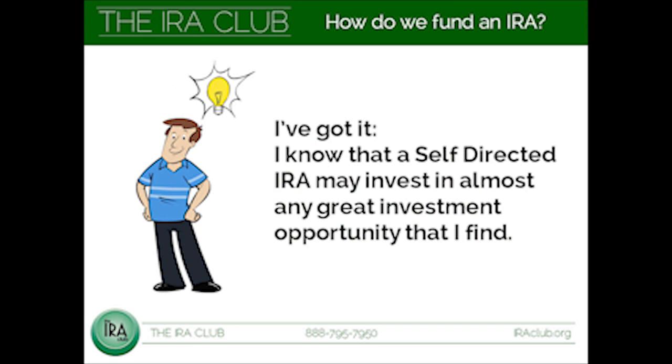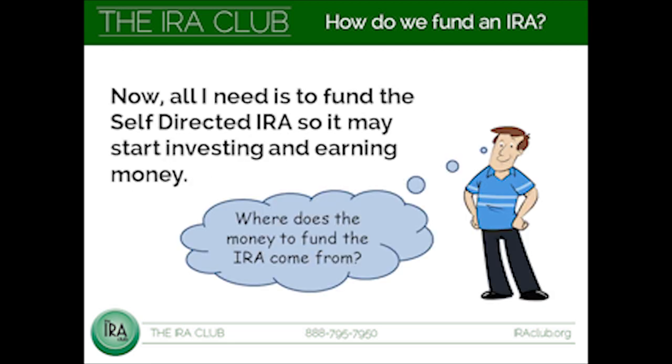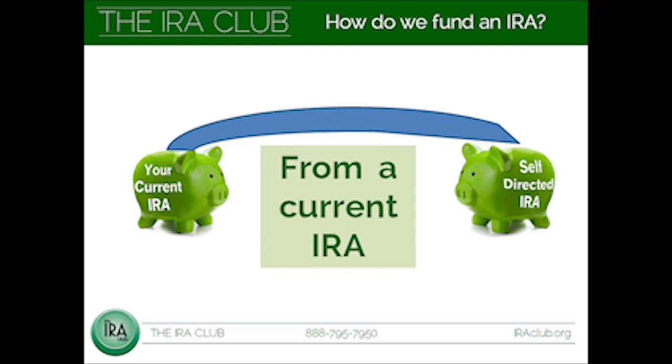Now, at this point, we fully understand that Congress allows a self-directed IRA to invest in almost any great investment that we find, and that's a good thing. And that a self-directed IRA can earn an unlimited amount of money for your future. Now, all we need to do is fund the IRA so that it can start making those investments that we want to make. Now, where does the money come from to fund the self-directed IRA? Well, actually, it's quite simple. Typically, the money comes from one of three places, or all three places.